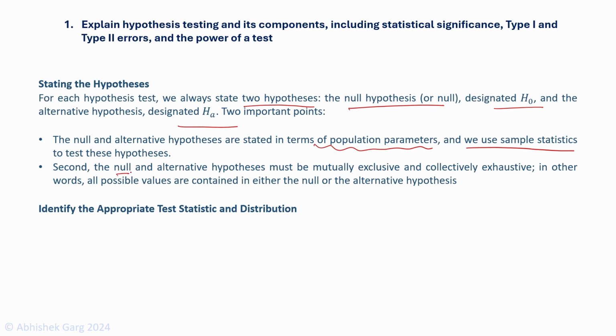Secondly, the null and alternate hypotheses must be mutually exclusive and collectively exhaustive. Mutually exclusive means that they should be opposite to each other. So there should not be any single value that can make the alternate hypothesis and the null hypothesis true at the same time. So they are mutually exclusive. It is a very important thing to remember. Secondly, they are collectively exhaustive. That means if we combine both the alternate and the null hypothesis, all the values should be covered. That means all possible values are contained in either the null or the alternate hypothesis.